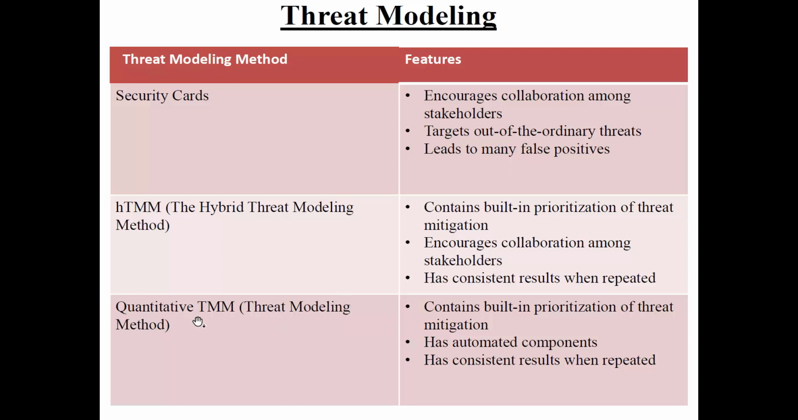Next is the quantitative threat modeling method, that is QTMM. So this is a hybrid method. It consists of attack trees, STRIDE, and CVSS methods, all of them applied together. So in this method, the first step is to build attack trees for the 5 threat categories of STRIDE, and then after that it applies the CVSS method and scores are calculated for the components of the tree. This also has consistent results when repeated.